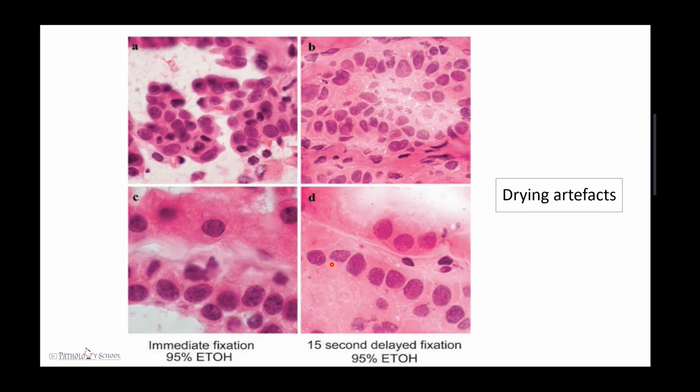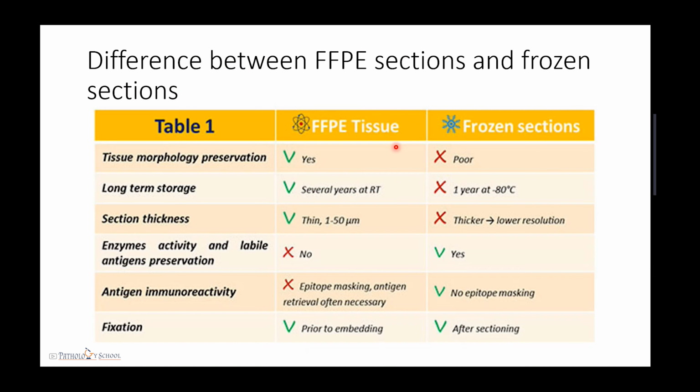Now see here, these are the drying artifacts. Okay, so A and C are sections taken after immediate fixation, and B and D are sections taken after delayed fixation. So you can clearly see that the detailing is lost to a certain extent in the sections which are made after delayed fixation. So we should take care to immediately fix the section to avoid drying artifacts.